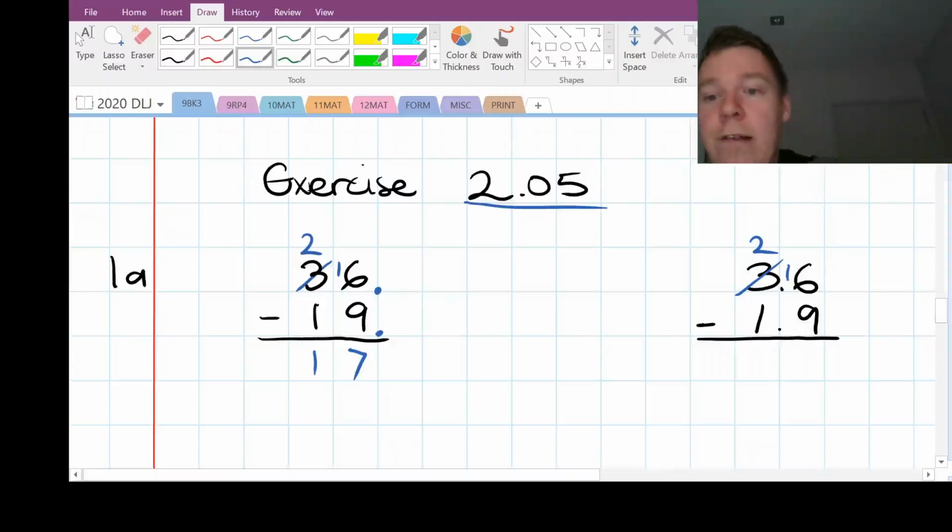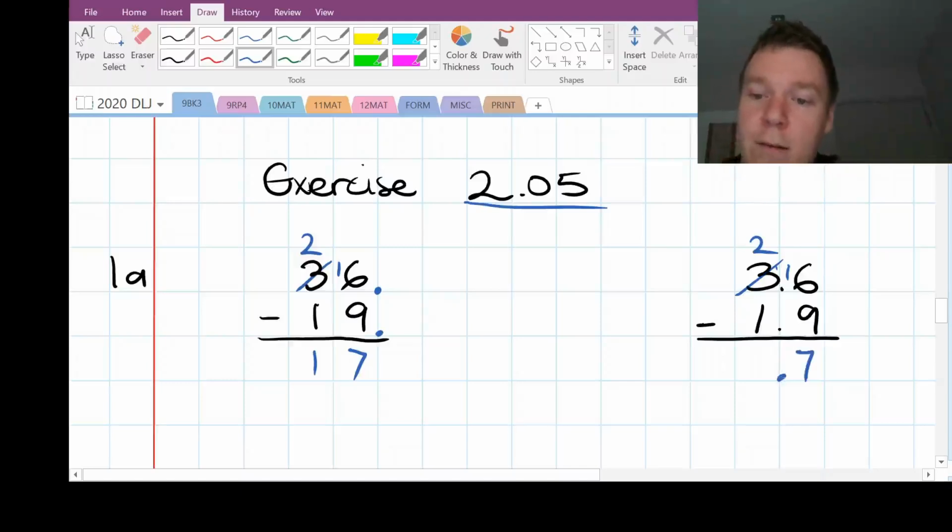So it works the same way in decimals. Now we've got 16 tenths there. 16 tenths minus 9 tenths is 7 tenths. Decimal point goes in the same spot. 2 minus 1 is 1. So we ended up with our same digits: 17 over here, 1.7 over here.